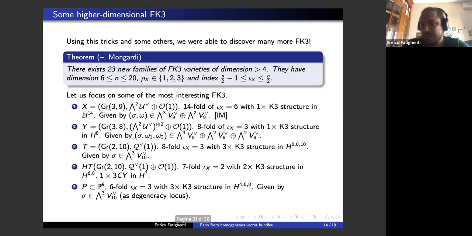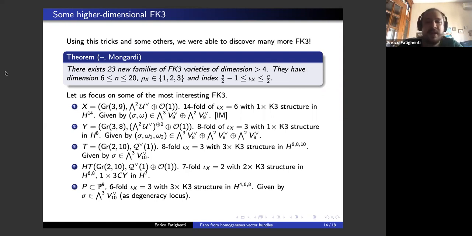So I'm not going to tell you all these examples, but let me focus on some of them which we did believe were the most interesting ones. Okay. So for the first one, we should start from the Grassmannian 3-9, and then as a vector bundle, we should take copies of the wedge 2 of the dual of the tautological and a hyperplane section. And this is a Fano variety of dimension 14.